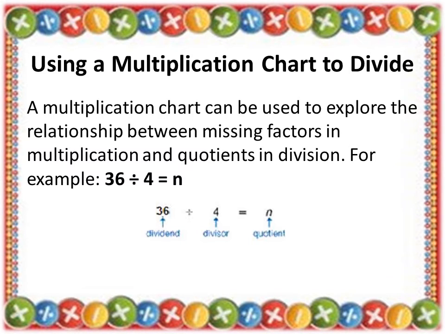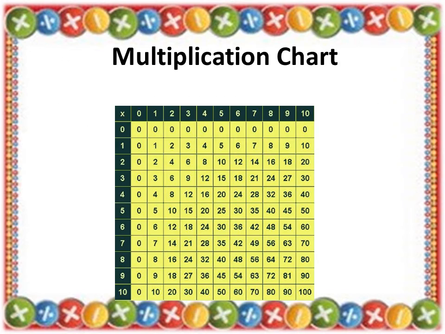Just as a multiplication chart can be used to explore the relationship between missing factors in multiplication, the chart can also be used to explore the relationship between missing quotients in division. For example, when dividing 36 divided by 4, 36, the number you are dividing, is called the dividend. 4, the number you are dividing by, is the divisor. And the unknown, the result of the dividing, is called the quotient.